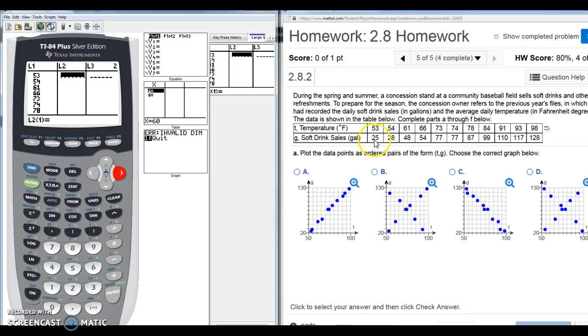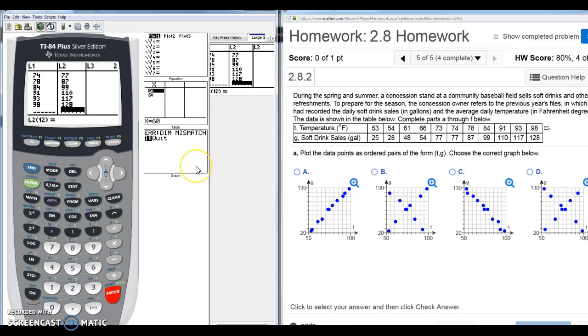So the soft drink sales are 25 gallons when the temperature's 53. So 25 goes here, and then I can just keep hitting enter and enter all the soft drink sales in gallons information, just stopping every once in a while to make sure I'm doing it correctly. Looks good so far. Got 3 more. Feel free to pause the video and open your calculator if you have one and practice these.